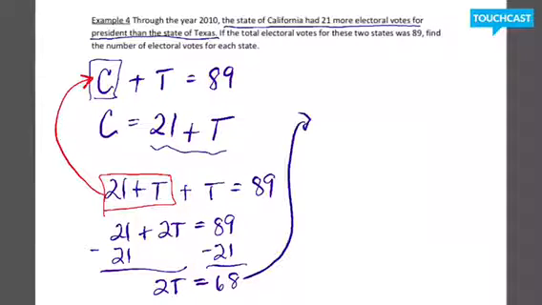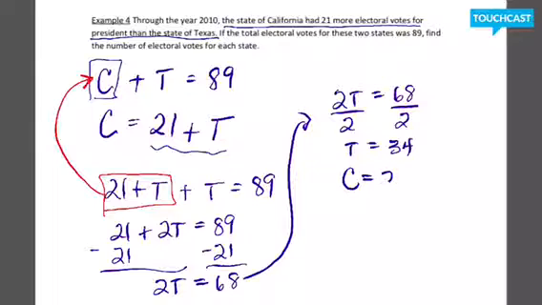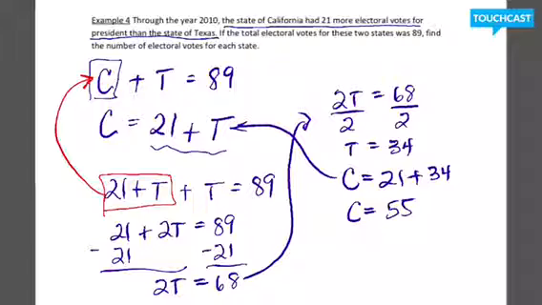I'm going to bring my problem up here. 2T equals 68, and that means that T equals 34. If T is 34, then California is 21 plus 34, and I got that from this equation, and that means California has 55 electoral votes. You can check it now. 55 plus 34 equals 89.